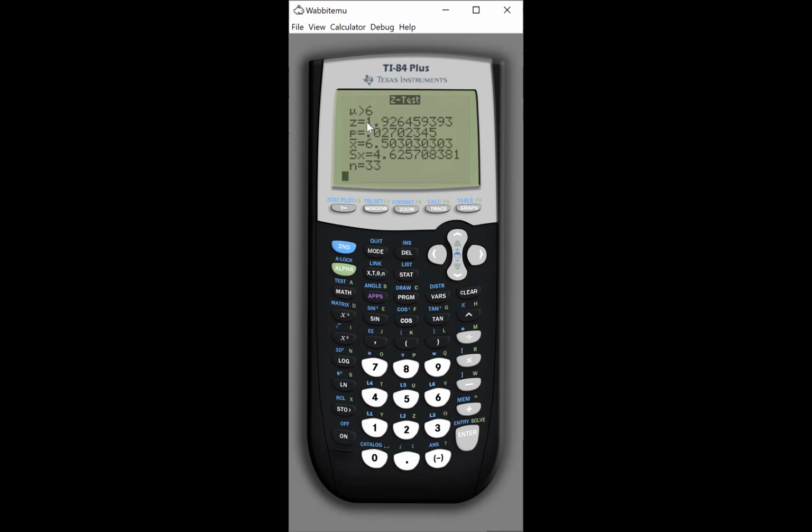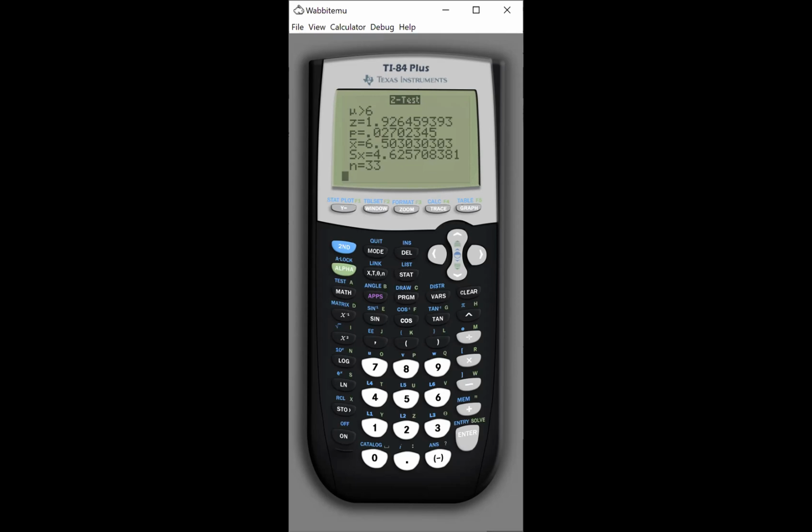All right. So if you look at what I get, Z is equal to 1.93. If you look right below, you get p-value, where p-value is equal to 0.027. All right, so that's how you do it with the TI-84. Any question for the TI-84?